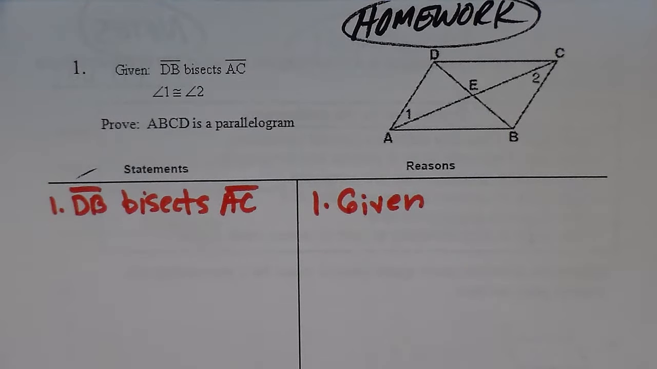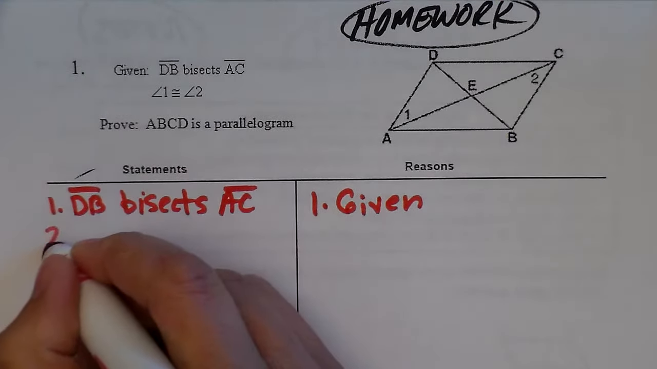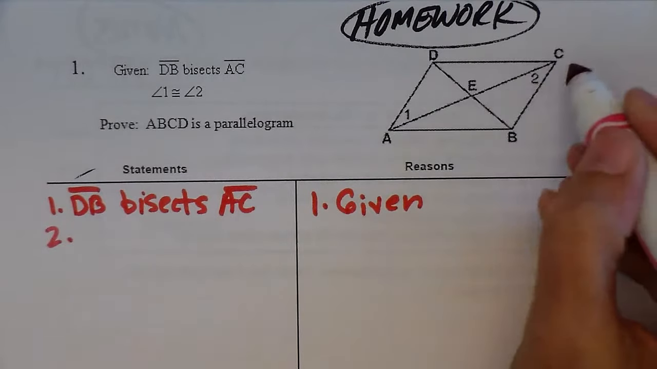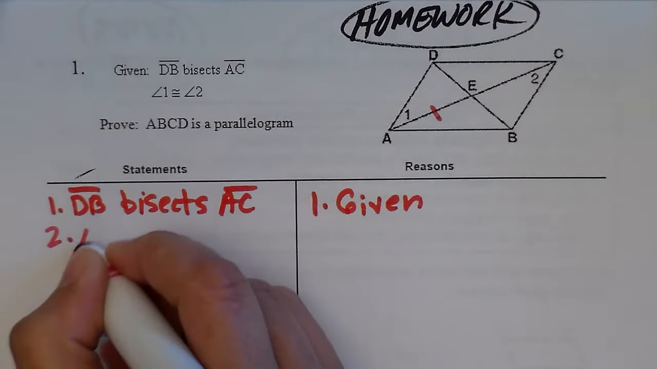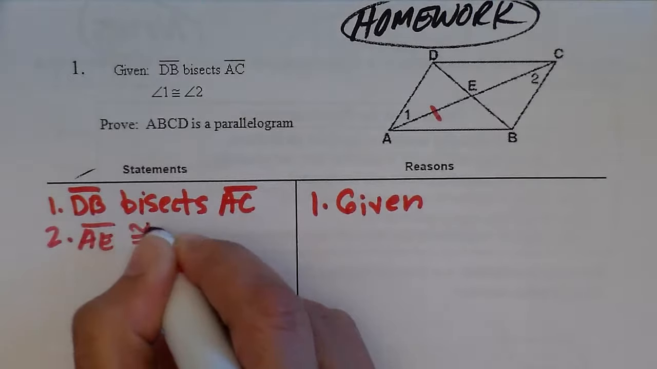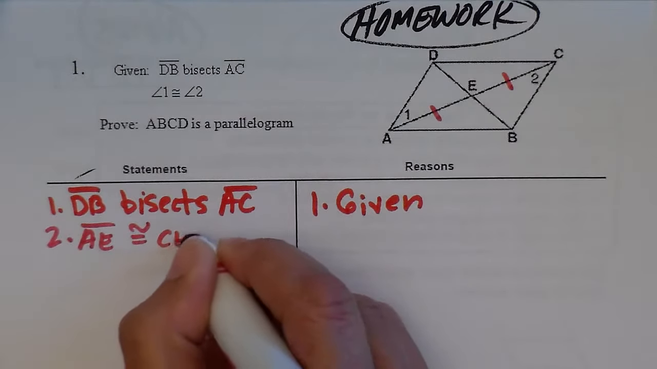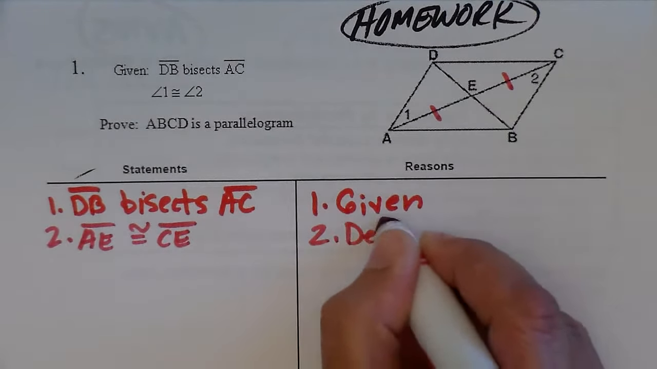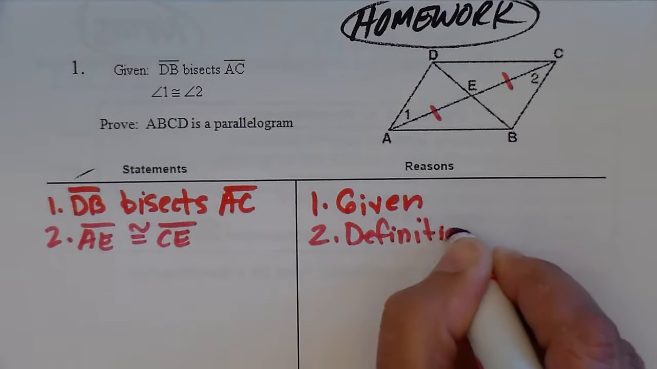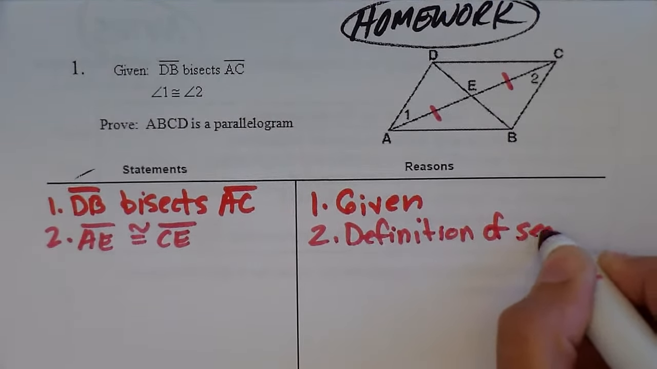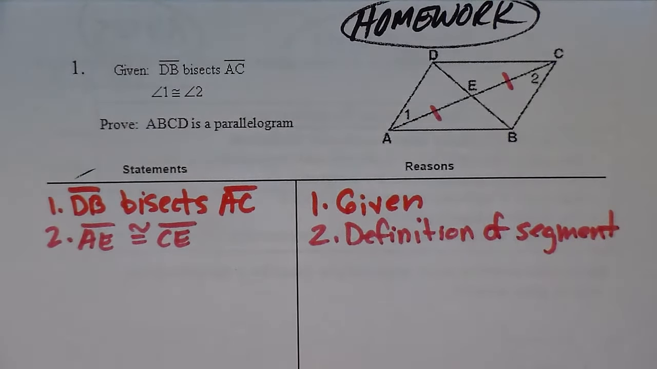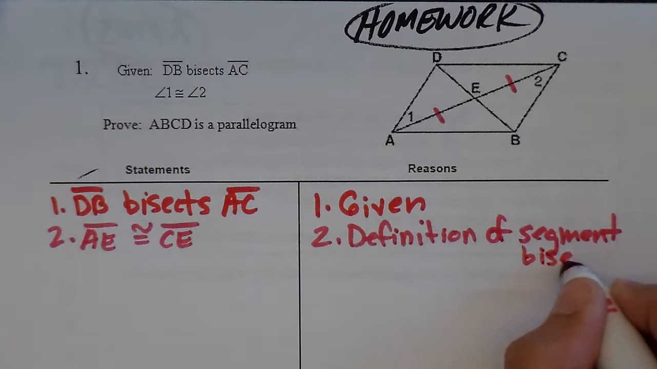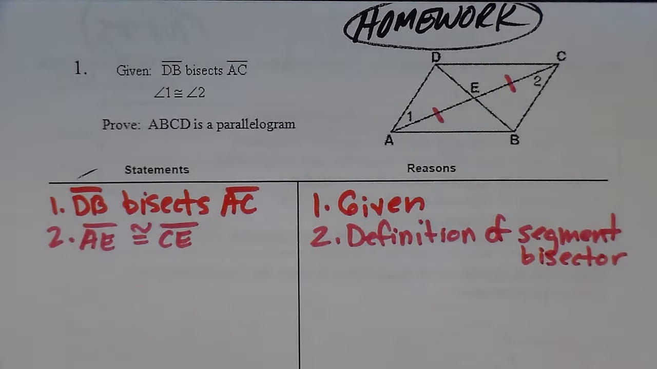So what I can actually venture on to say is, because DB bisects AC, I know that AE has to be congruent to CE. And that's by definition of bisector. That's actually the definition of a segment bisector. You could just say bisector, or you can say segment bisector, either way. So now I've established that those two are congruent. That's pretty much all I can do with that.